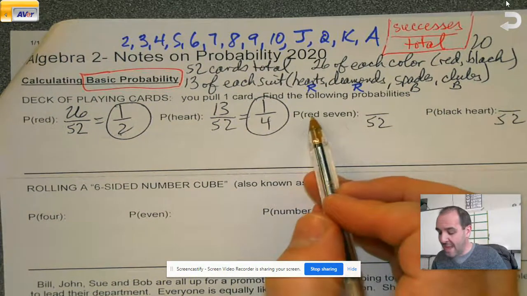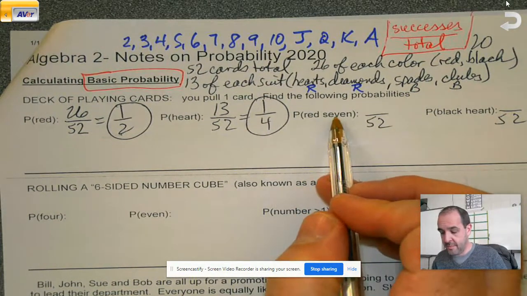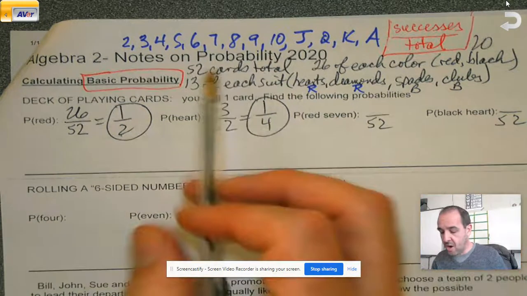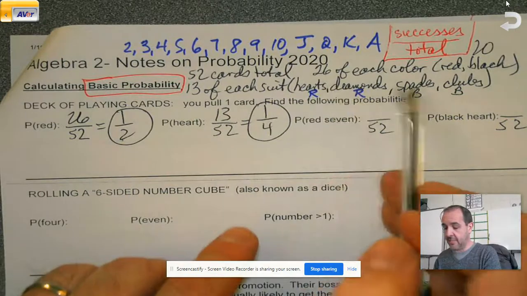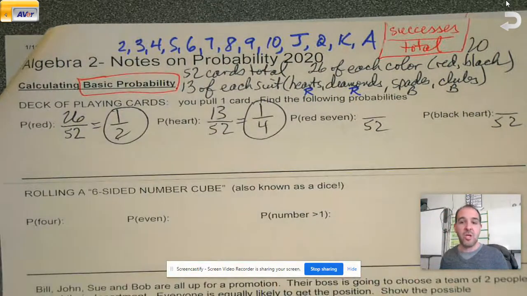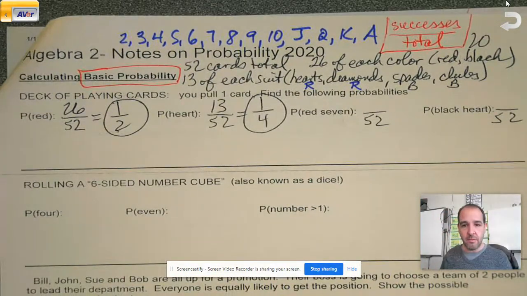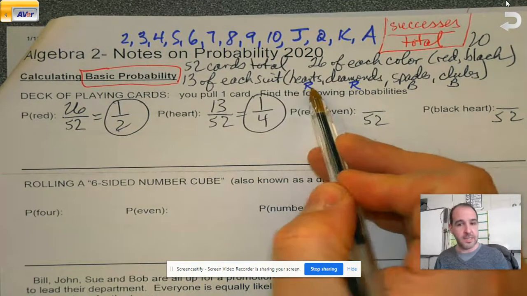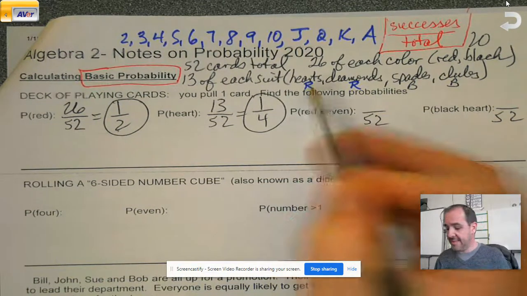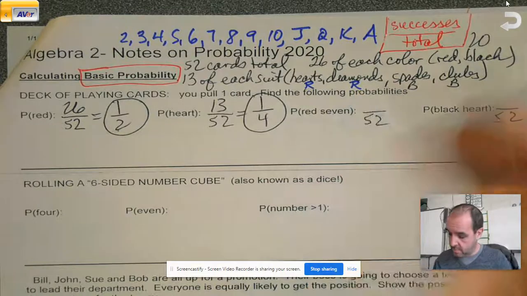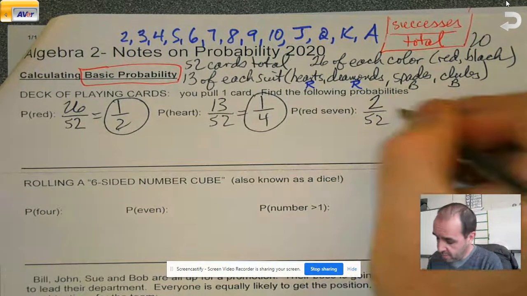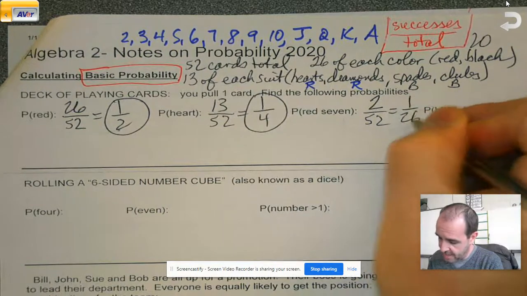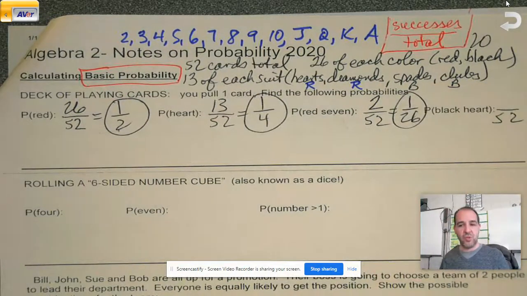Now, I got to start thinking a little more carefully here. Probability of getting a red 7. Each card that I have up here, I have 4 of them. I have a heart, a diamond, a spade, and a club of each of those. So to get a red 7 would be the 7 of hearts, because hearts are red, and the 7 of diamonds, because diamonds are red. So 2 out of 52. Or if I do my math, just realize they're both divisible by 2. I get 1 over 26.